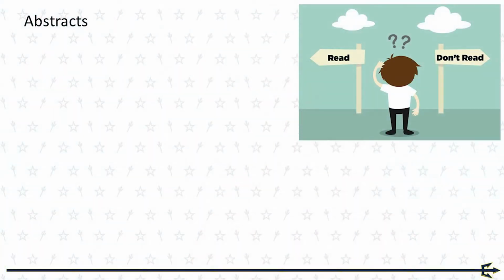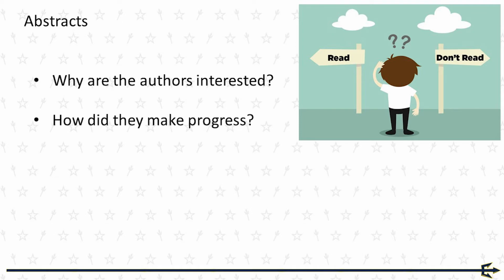Papers typically begin with an abstract. In fact, we have a whole video dedicated to abstracts, which you can find linked below in the description. Abstracts very briefly break down the why, how, and what of a work. Why are the authors interested in this project? How did they make progress on the topic? And what are the results of their work?